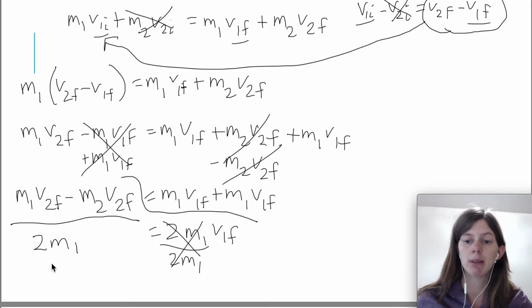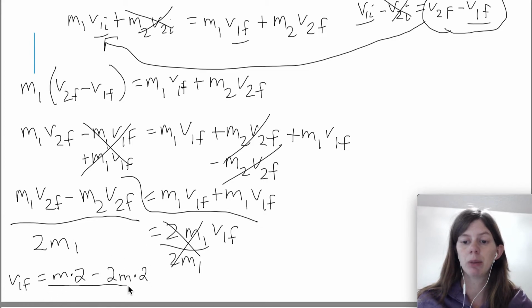So let's plug in the numbers. M1 was our ball of mass M. V2F was 2 meters per second, so times 2. And then M2 was the ball of mass 2M. V2F was 2. And we divide that by 2 times M1. M1 was the ball of mass M. So now you can see why they didn't give us the mass, because M is in every term, so you can cancel it out. So we're left with 2 minus 2 times 2, so 2 minus 4 over 2. So that gives us -1.